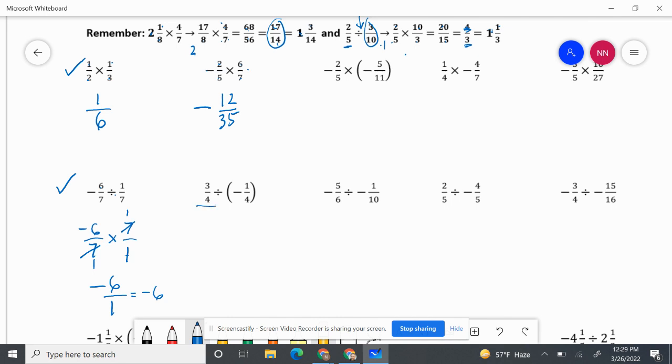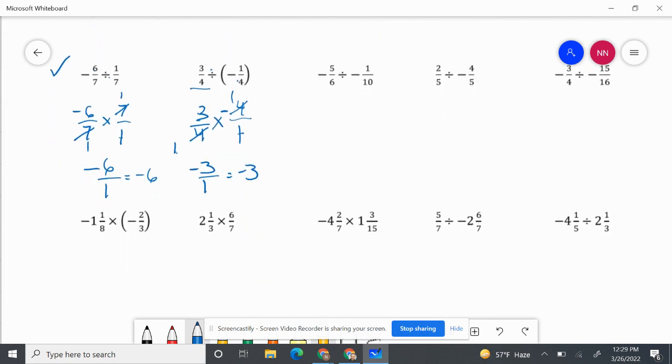With this other one, keep, change, flip. I have 3/4. I change it to multiplication. 4 over 1. The 4's cancel. 1 and 1. 3 times negative 1 is negative 3. 1 times 1 is 1. So that would be negative 3.